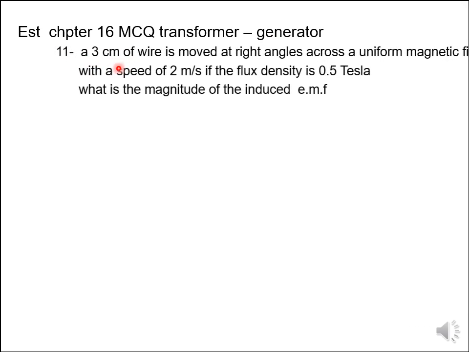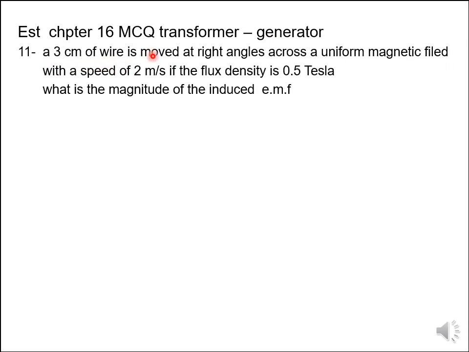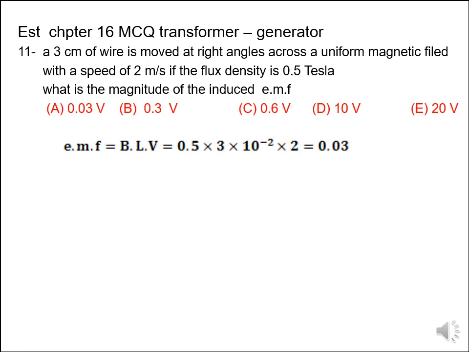A 3 centimeter wire is moved at right angles across uniform magnetic field with a speed of 2 meters per second. If the flux density is 0.5 Tesla, what is the magnitude of the induced EMF formed across that wire? ادي the choices. ال EMF produced across a wire moving in a magnetic flux is BELV.